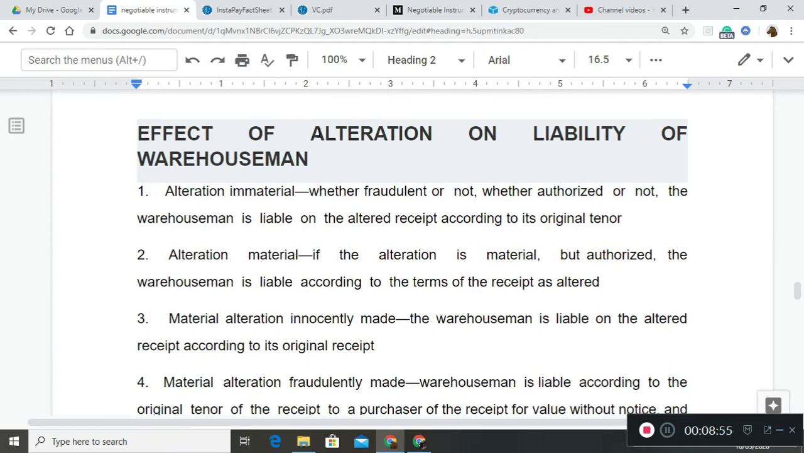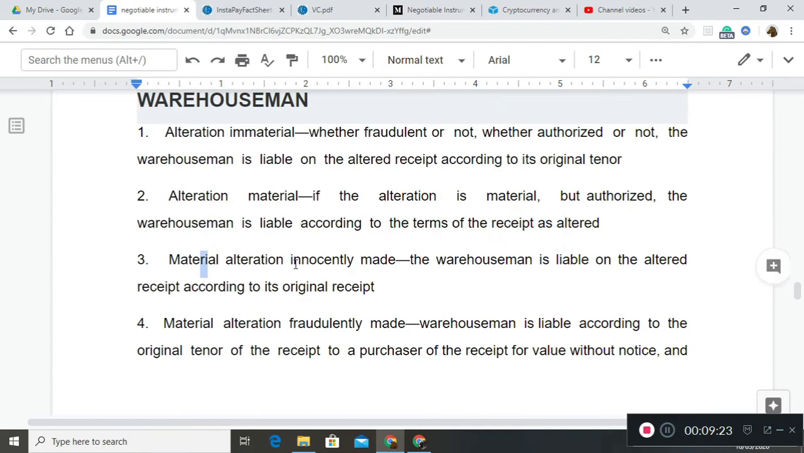So what would happen if there is alteration? If the alteration is immaterial, whether fraudulent or not, authorized or not, the warehouseman is liable on the altered receipt according to its original tenor. But if the alteration is material, the warehouseman is liable according to the terms of the receipt as altered. If the material alteration is innocently made, the warehouseman is liable on the altered receipt according to its original tenor.